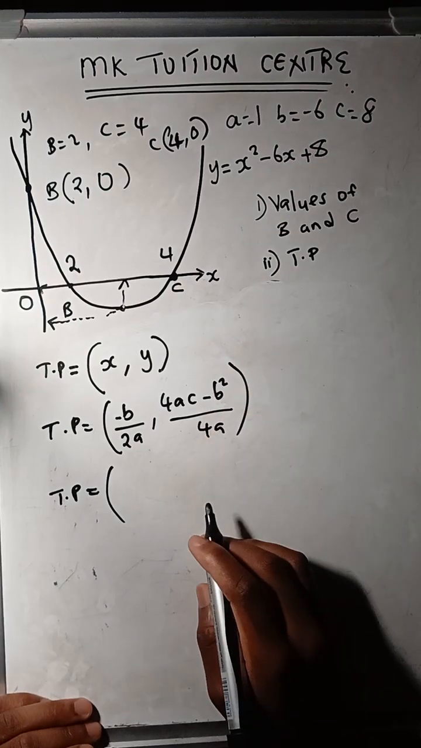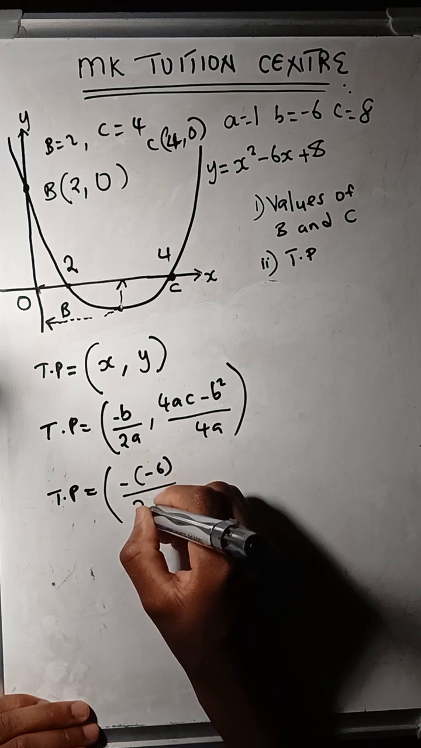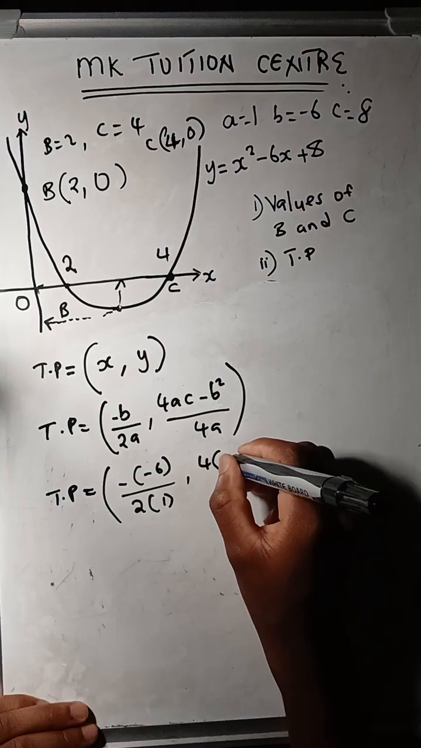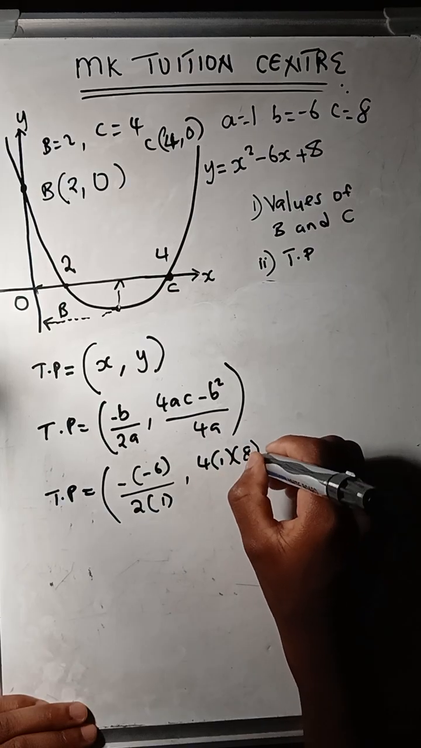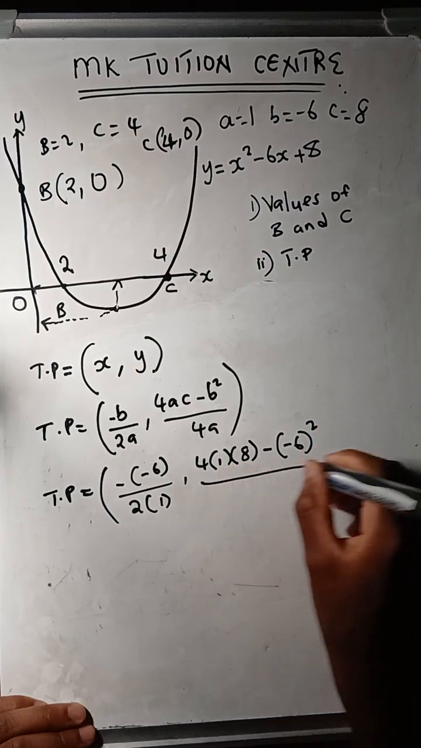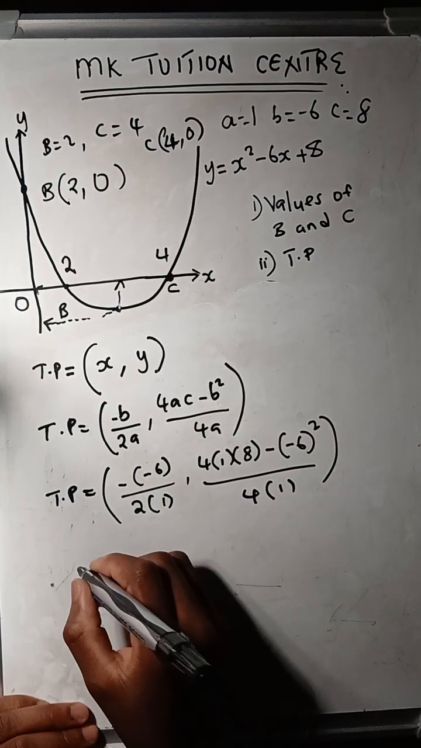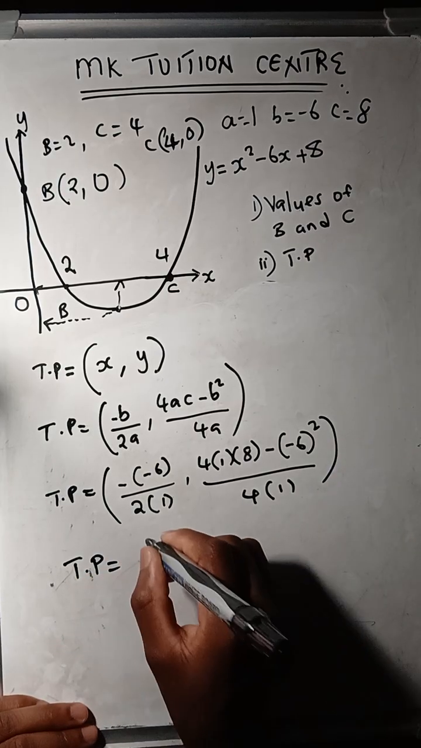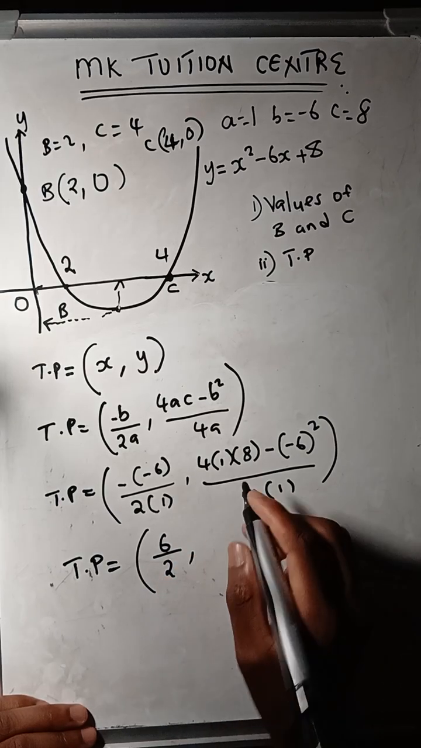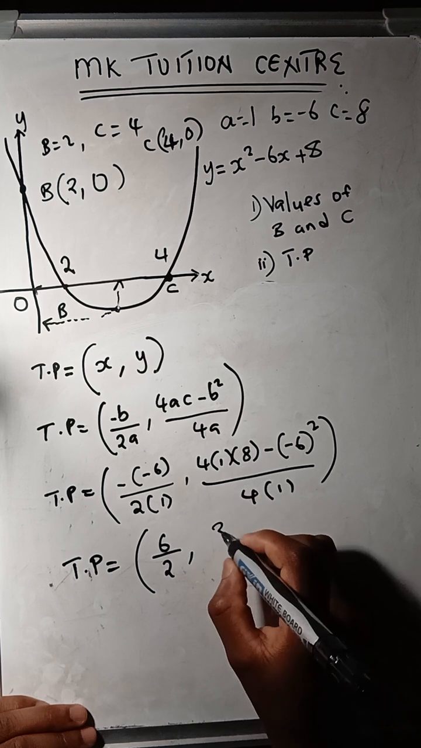So here, x is negative b, where b in this case is negative 6, over 2 multiplied by a, which is 1, comma, 4 times a, which is 1, times c, which is 8, minus b, which is negative 6, squared, over 4 times a, which is 1. Okay, here we simplify. We're going to have the turning point as negative and negative, so positive 6 over 2, comma, let's look at this. 4 times 1 is 4, 4 times 8, we're going to have 32.